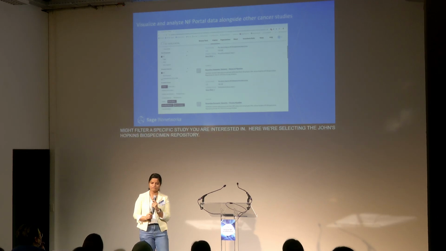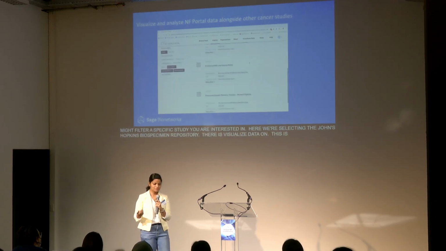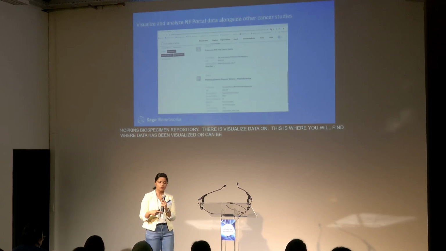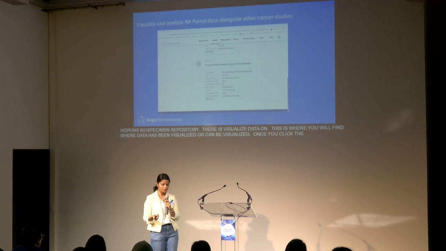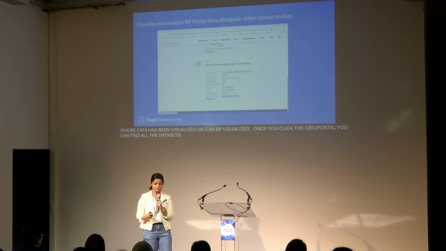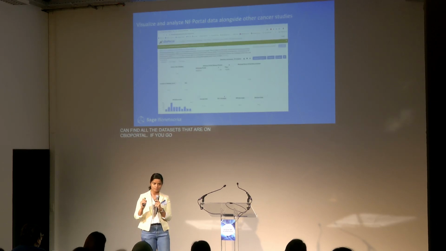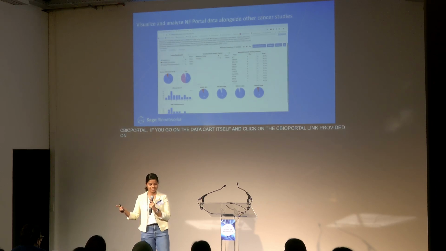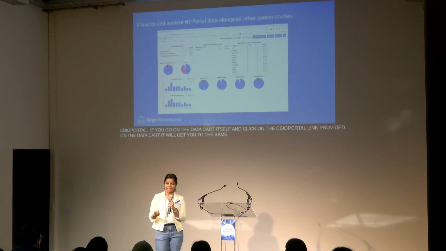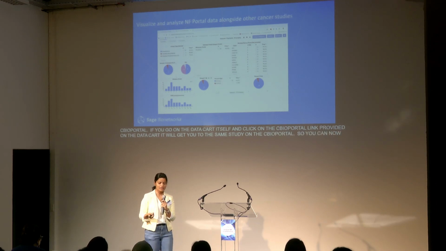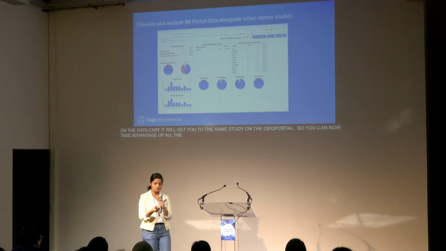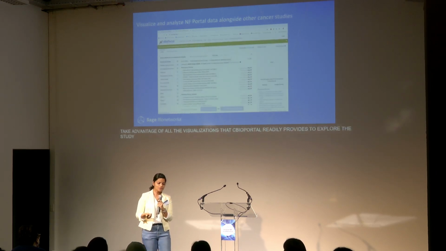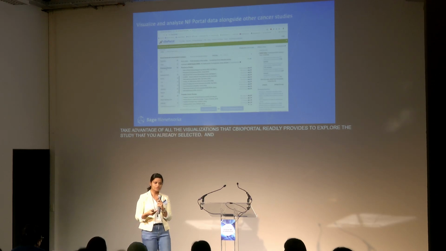This is where you will find where data has been visualized or can be visualized. Once you click cBioPortal, you can find all the data sets that are on cBioPortal. If you go on the data card itself and click on the cBioPortal link that is provided right on the data card, it will get you to the same study on cBioPortal. So you can now take advantage of all the visualizations that cBioPortal readily provides to explore the study that you already selected.